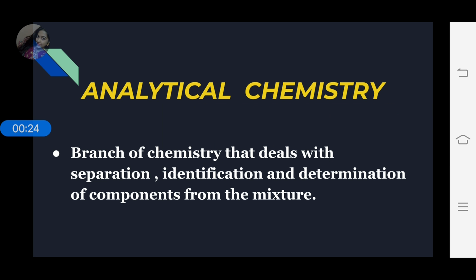Okay, so first slide is about the basic analytical chemistry. The very introductory part of this chapter consists of analytical chemistry and its classification. So there is 100% surety they might ask you a question on analytical chemistry. So you know that there are various branches of chemistry like physical, organic, inorganic, then there is biochemistry, drug, and many more. So amongst them, one is your analytical chemistry. It is a branch of chemistry that deals with separation, identification, and determination of components from the mixture.